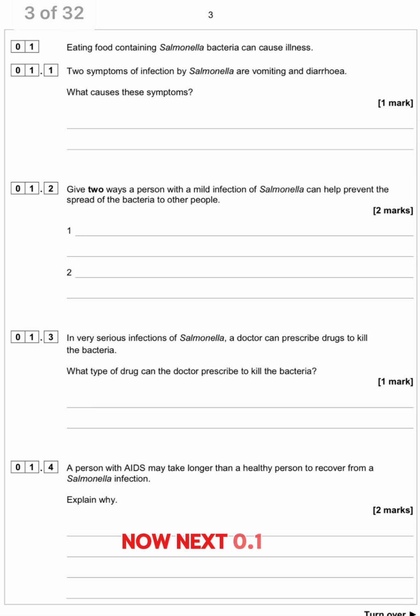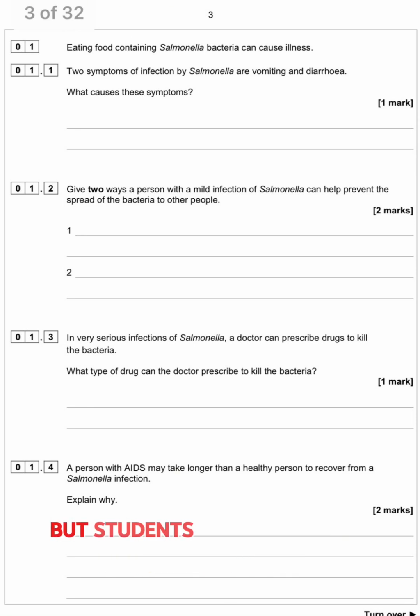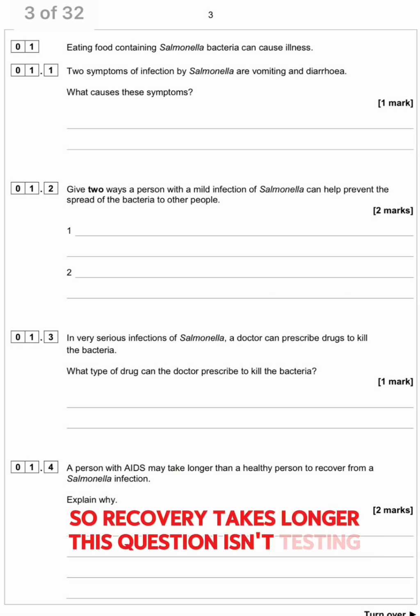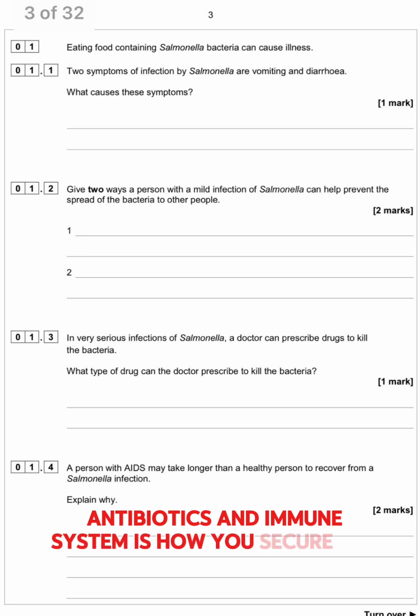Now the next, 0.1.4 part of the question, where the examiner then links infection to immunity, but students often forget to connect cause and effect. Therefore, the key point is that AIDS weakens the immune system by reducing white blood cells, so recovery takes longer. This question isn't testing memory alone, but how well you apply biological knowledge to health. Therefore, using key terms like toxins, antibiotics, and immune system is how you secure full marks.